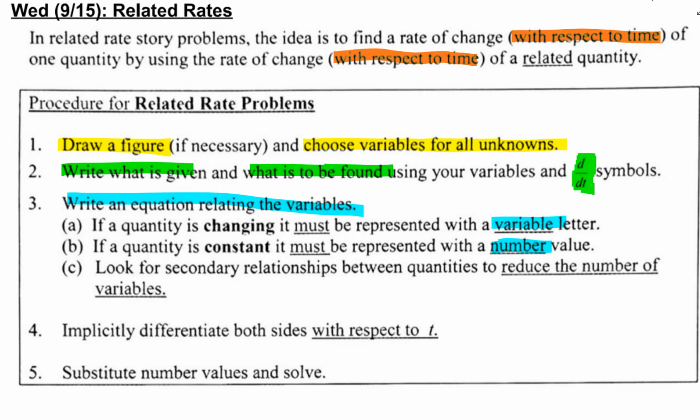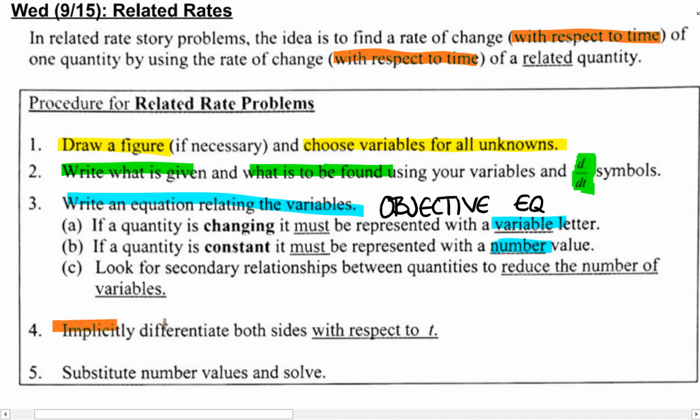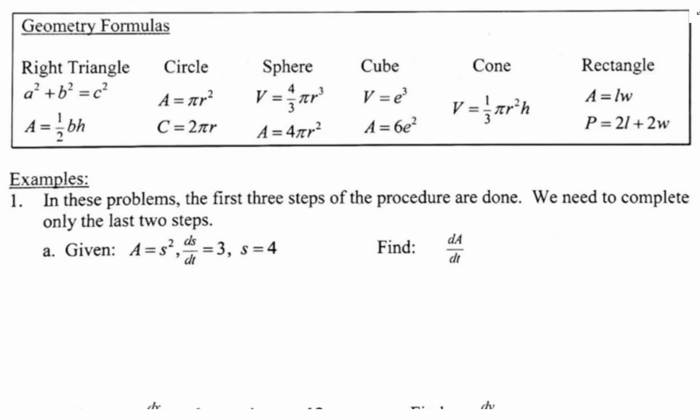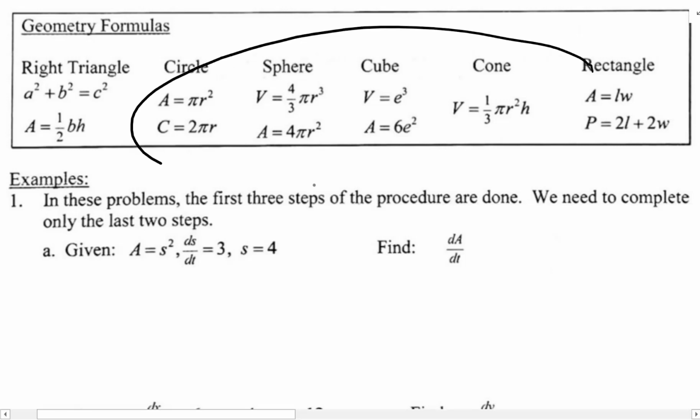The main equation, I like to call it our objective equation. What are we deriving with respect to time? Then we implicitly differentiate both sides with respect to t, time. And your final step would be to substitute any number values and solve for what they're asking for. Here are most of the geometry formulas that you will need for related rates problems. These you need to have memorized because you will need to be able to access any of these formulas in your mind during the AP test.